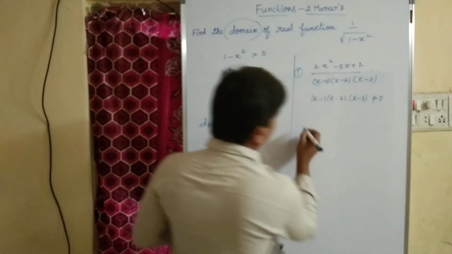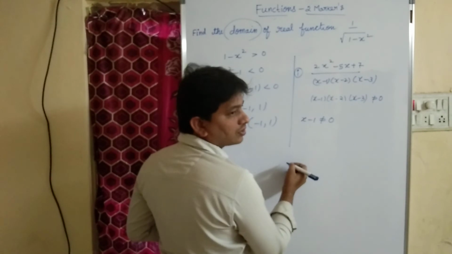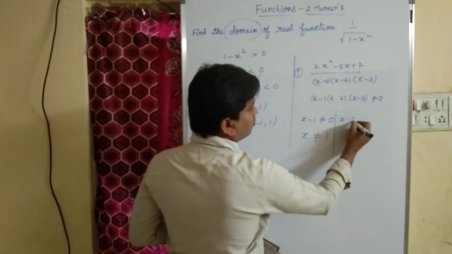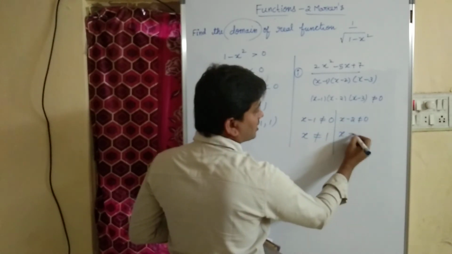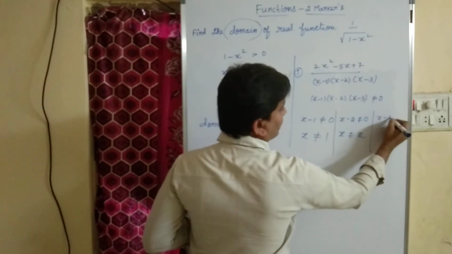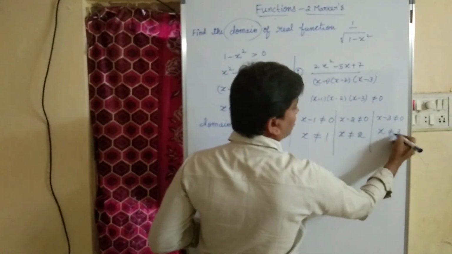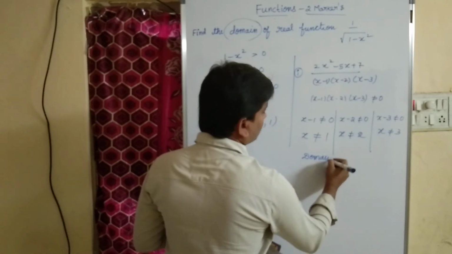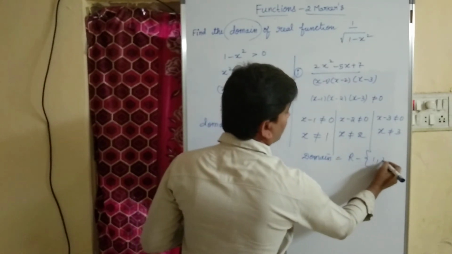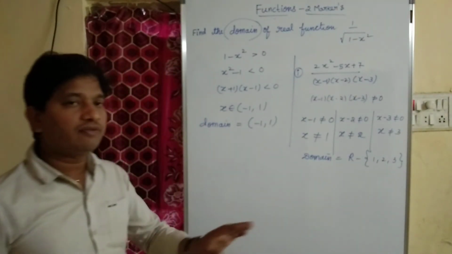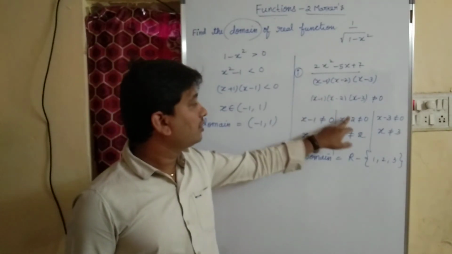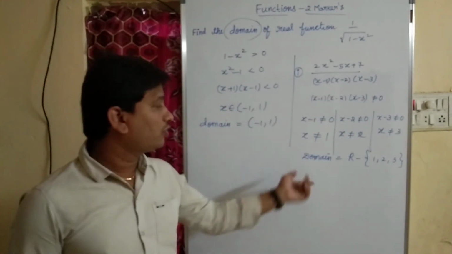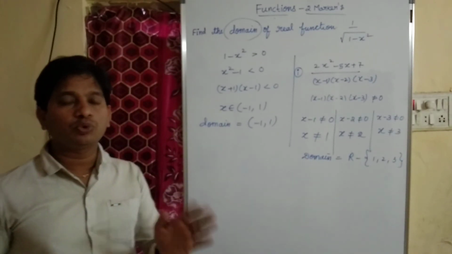So x minus 1 must be not equal to 0, then x is not equal to 1. Second, x minus 2 must be not equal to 0, then x is not equal to 2. Third, x minus 3 must be not equal to 0, then x is not equal to 3. So the domain must be all real numbers except 1, 2, 3. Then only we can define this function.